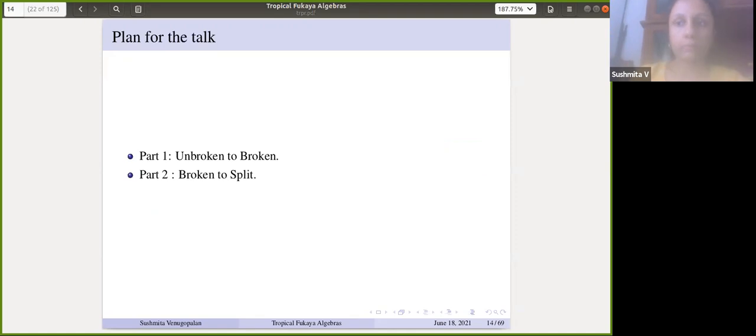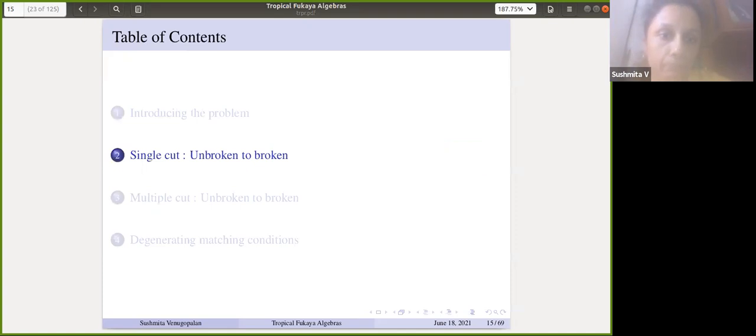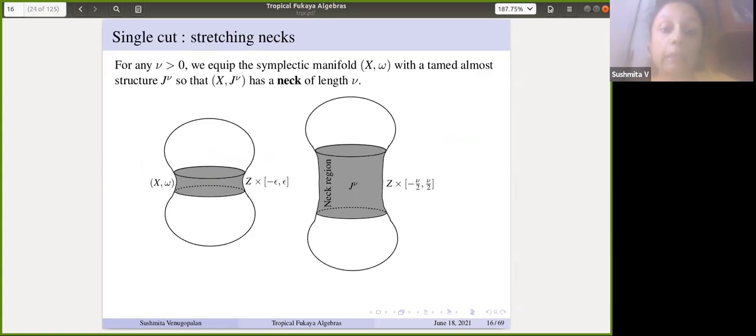And the talk is naturally divided into 2 parts where we go from unbroken to broken and broken to split. So let me start with the first question. So we talk about the first question in the context of a single cut, which is pretty much symplectic field theory. So I review this so that we can use it for the more complicated case of the multiple cut.